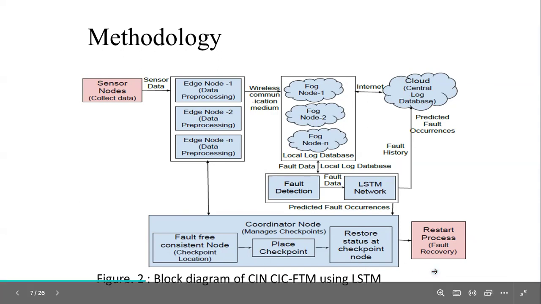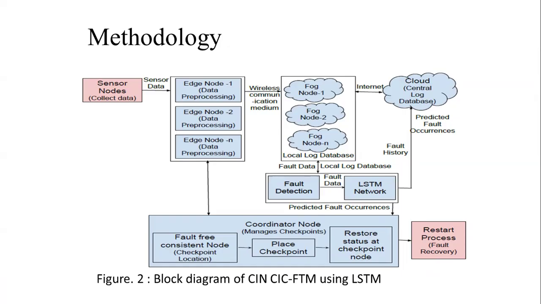Finally, fault detection and recovery will happen. Upon fault detection, the system checks if there are valid checkpoints at the current or preceding nodes. It then initiates a rollback to the most recent checkpoint to recover from the fault, preventing the propagation of errors. This block diagram helps in understanding how the system integrates LSTM for efficient fault prediction, checkpoint placement, and recovery in IoT applications.